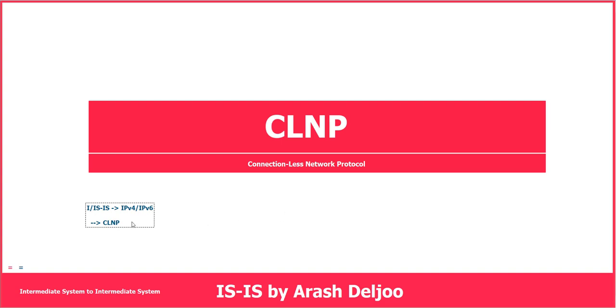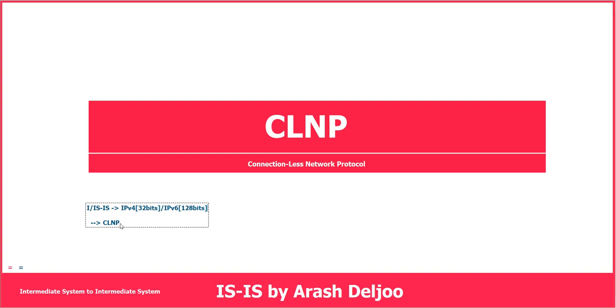Before starting the details of CLNP, you know that IPv4 has only 32 bits, okay? And IPv6 has 128 bits, or 16 bytes. CLNP has a different length. It can be, for example, 8 bytes in length or more than 8 bytes. I will show you how we can analyze the CLNP address.